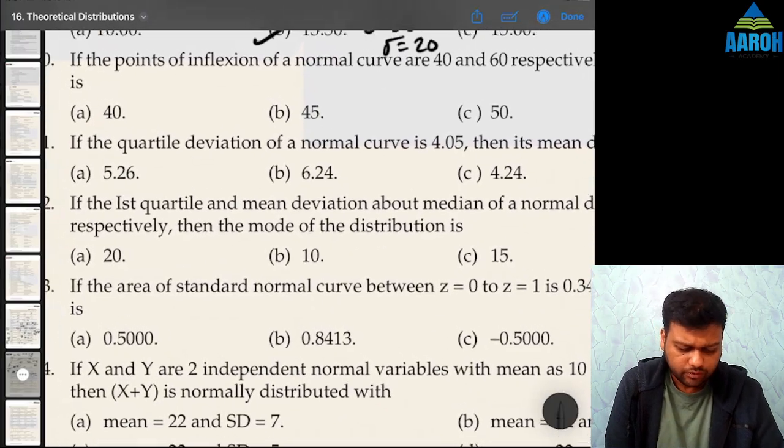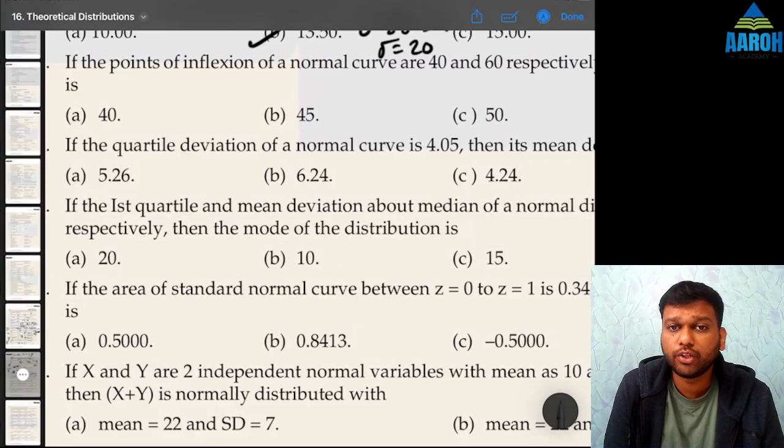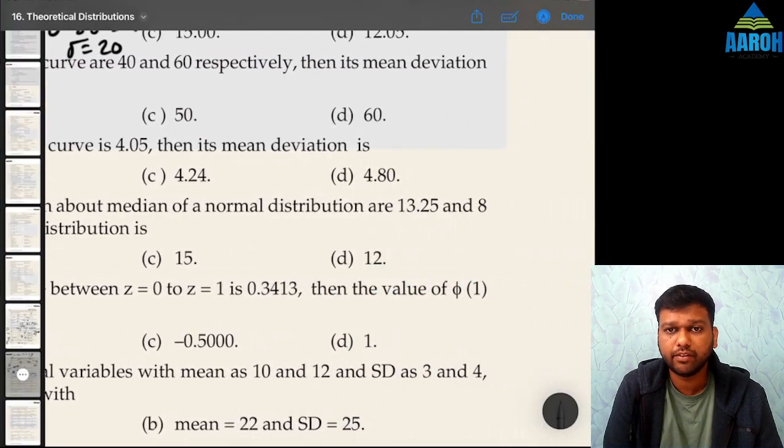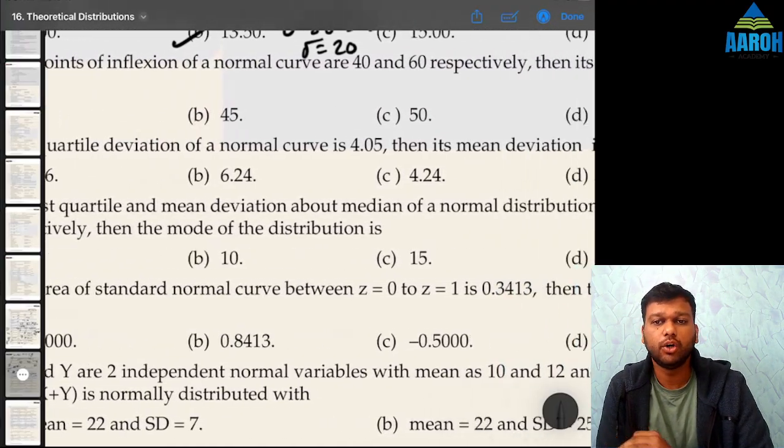Next, if the points of inflection of a normal curve are 40 and 60 respectively, then how much is its mean deviation?